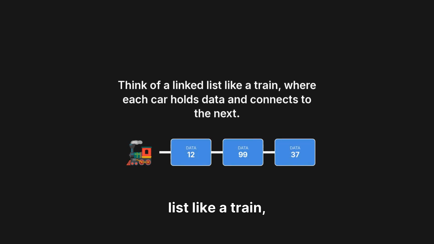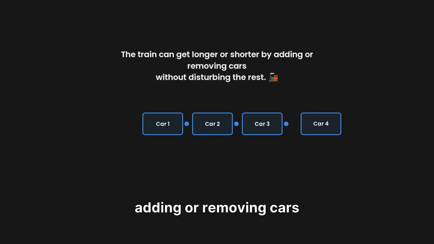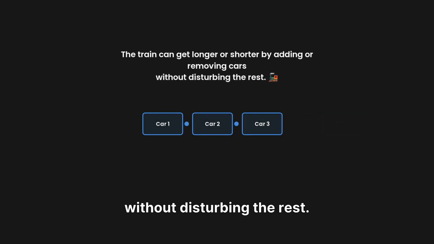Think of a linked list like a train, where each car holds data and connects to the next. The train can get longer or shorter by adding or removing cars without disturbing the rest.